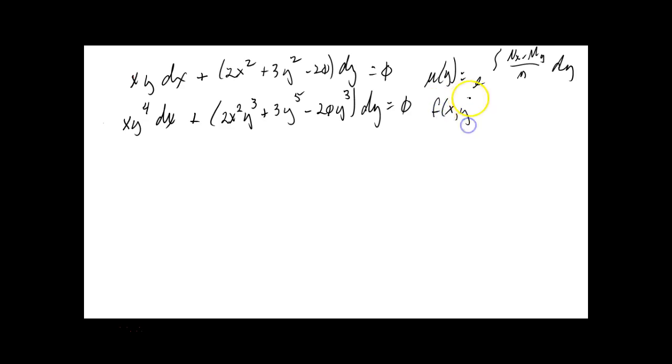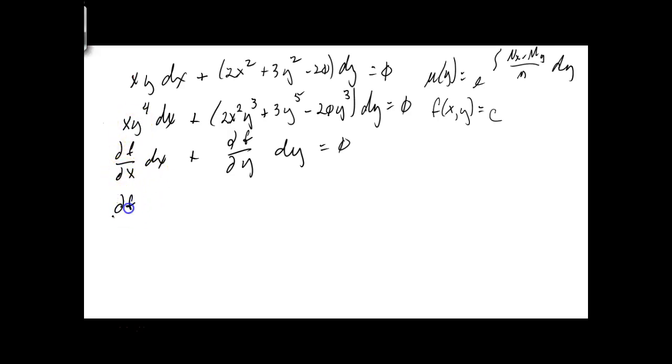F of xy equal to c. That this is going to satisfy. And if that is indeed the case, then the partial of f with respect to x dx plus the partial of f with respect to y dy has to equal 0. If you take the derivative of both sides of this, that's what you get. Okay? Which one do you want to start with? Let's just go with the easier one. It looks like the x one will be easier, doesn't it? So let's try that. This is saying, if that's the case, the partial of f with respect to x is equal to xy to the fourth. Right? Where do we go from there?